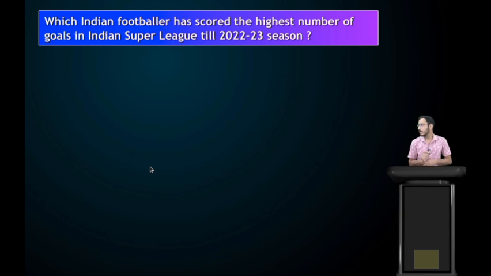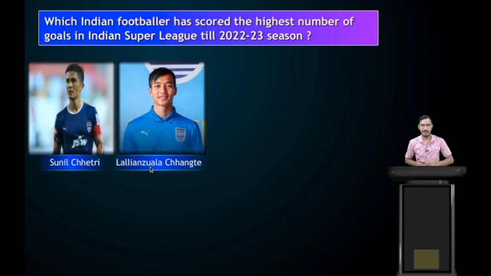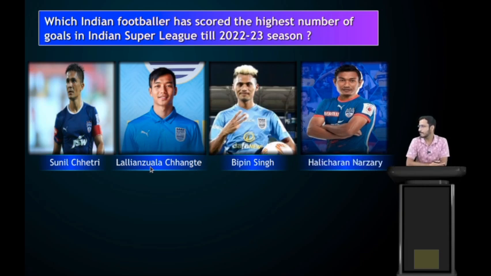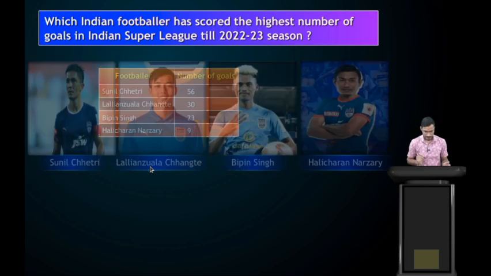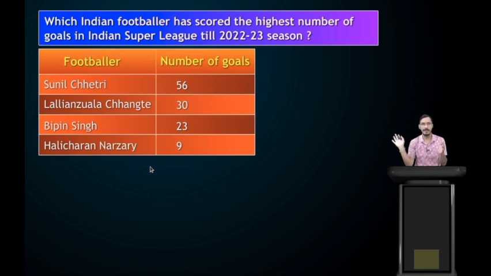So here you can see one situation. Which Indian footballer has scored the highest number of goals in India in Indian Super League till 2022-23 season? You can see the pictures of some footballers: Sunil Chhetri, Lalimanjula Changte, Bipin Singh, and Hali Charan Narjare. You can see the table here, the number of goals and name of footballer. Sunil Chhetri 56, Lalimanjula Changte 30, Bipin Singh 23, and Hali Charan Narjare 9.